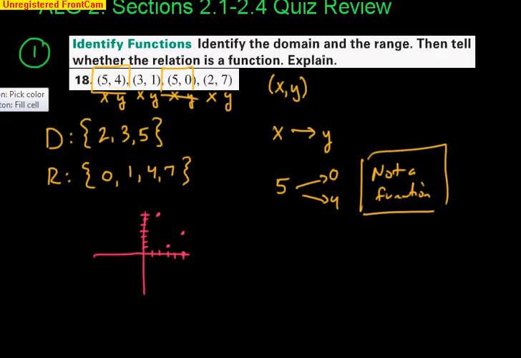And now if I draw a vertical line through this graph at any place, watch. It hits both of those points, 5, 4, and 5, 0. And that's a no-no, right? A vertical line cannot touch a relation twice for it to be a function. It can only touch once. So this is again why it's not a function.